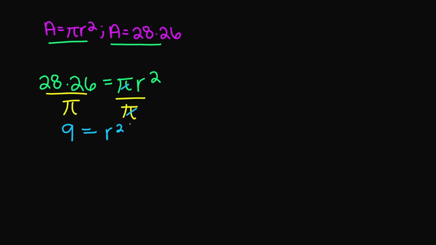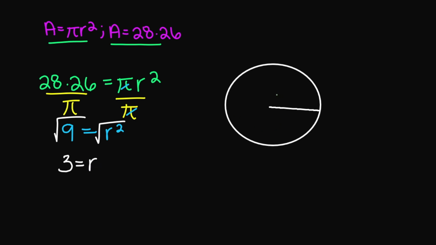I'm going to now take the square root of both sides. So if I take the square root here and here, the square root of 9 is going to equal 3. And this is now going to equal r, which is your radius. So if you have a circle, let's say for an example that your radius here would be 3 centimeters long. And if I continue going this way, if you measure this side, this is also going to be 3 centimeters long, and your diameter is going to be 6 centimeters.